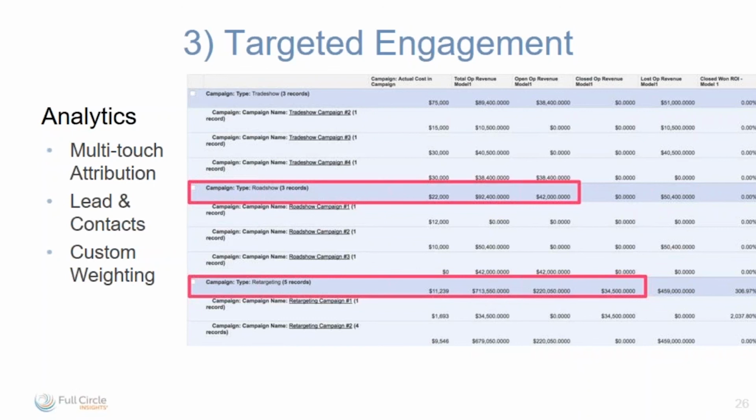This particular report uses fake data, but allows us to see that in this case, retargeting is a more effective use of money as it has generated $713,000 from a $11,000 investment, while roadshows have generated $92,000 in opportunities from a $22,000 investment. This allows us to make more informed and intelligent decisions as to where to allocate investment dollars for our ABM strategy. Hopefully that was a useful use of your time.